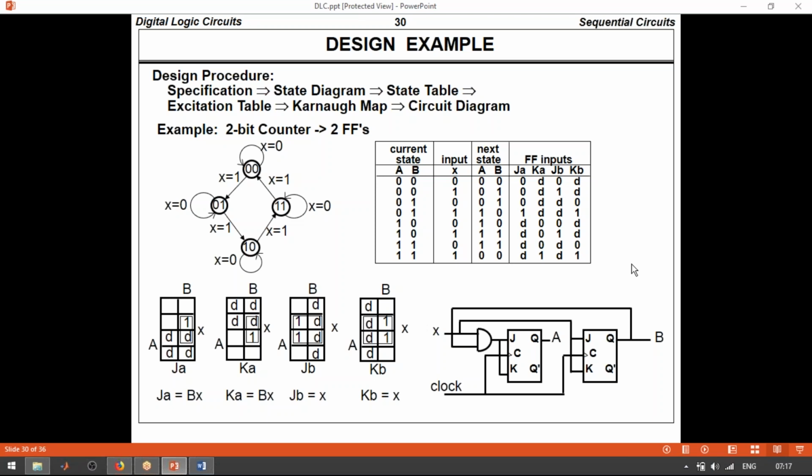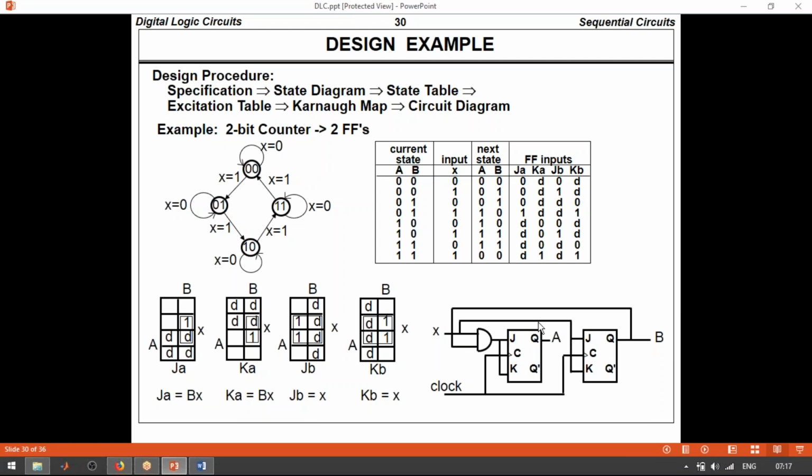Okay. Afterwards, if I am considering the K map for the particular inputs, first of all, if I am taking JA, then the K map is like that. So 1, D, D are my inputs, and for 0 0 0 I just keep it blank. If I am grouping only these two, the output will be B into X. And for KA it is B into X, and KB equal to X.